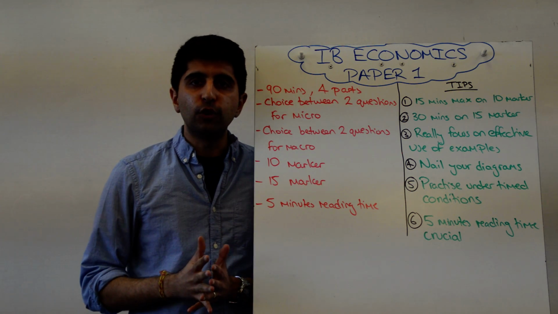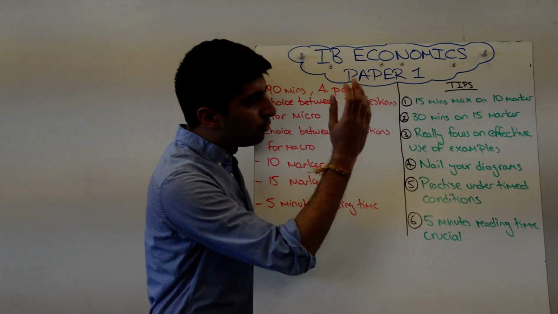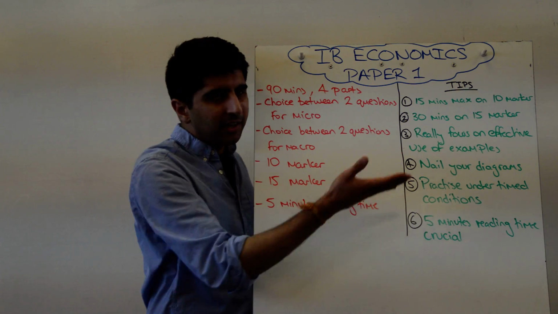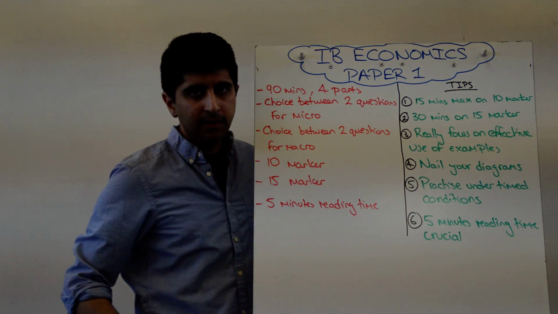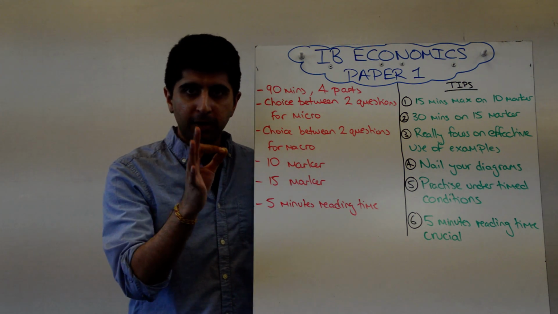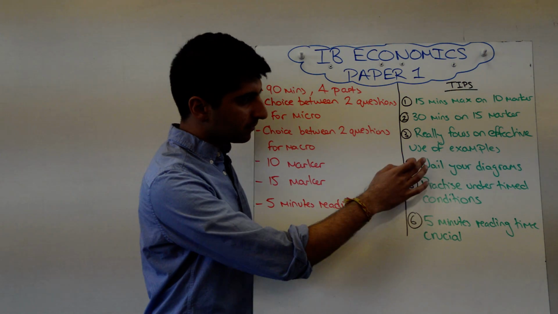That's the best you can do, really. If you're really smart, you might just shade a minute or 2 off the 10 marker and use that extra for the 15, but at least 30 minutes must be your target for the 15 marker.